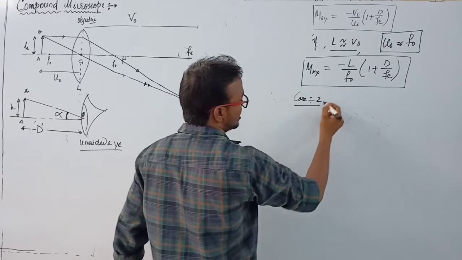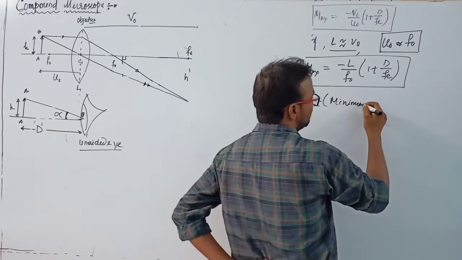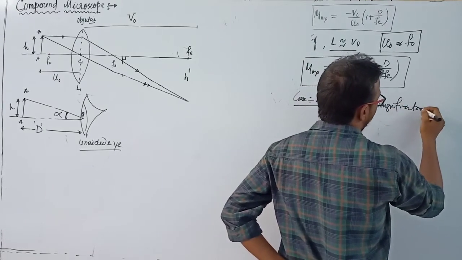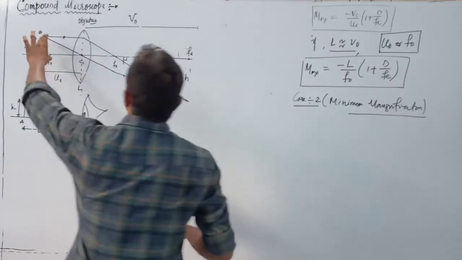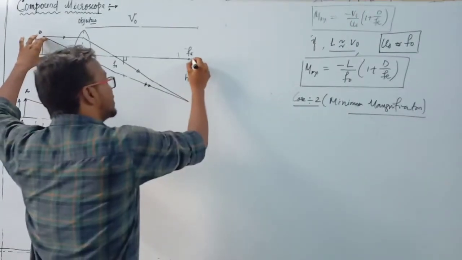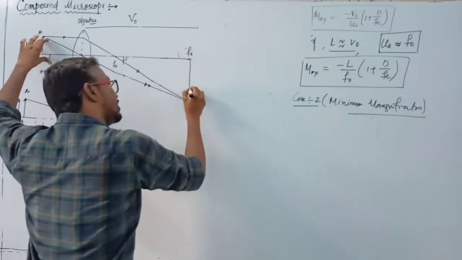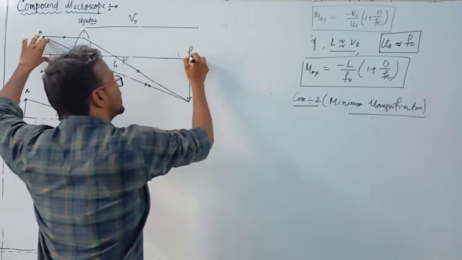Now discuss case number 2, that is minimum magnification, or minimum magnifying power in case of a compound microscope. There is an object, and this is the image from this point. Suppose this image is formed at this point, and suppose this point is equal to Fe.